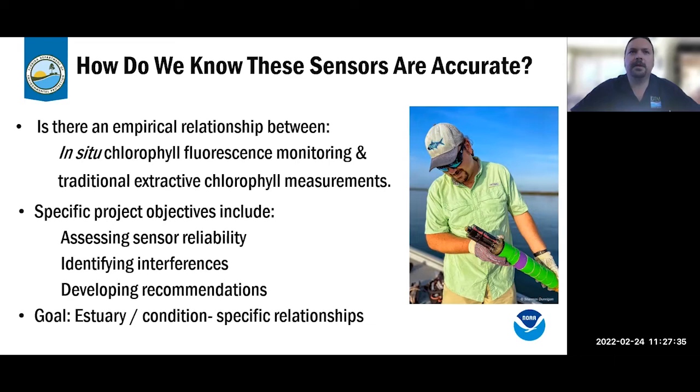Furthermore, the project objectives included assessing the sensor's reliability across a wide range of environmental conditions, identifying any interferences that may lead to inconsistencies within the data collected by the sensor, and developing recommendations for the NERRS system regarding inclusion of the sensor within the SWMP program. The ultimate goal was to develop estuary or condition-specific relationships between the chlorophyll monitoring data coming from the sensor and extractive chlorophyll measurements.